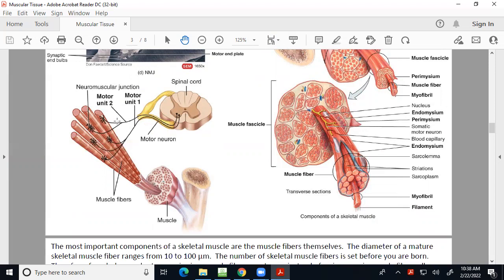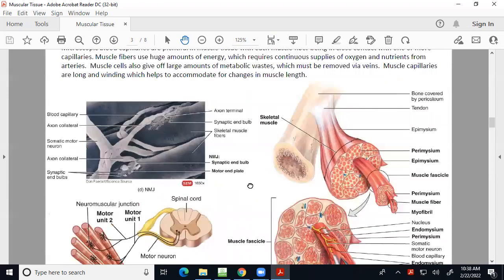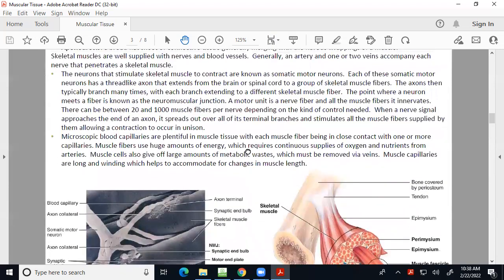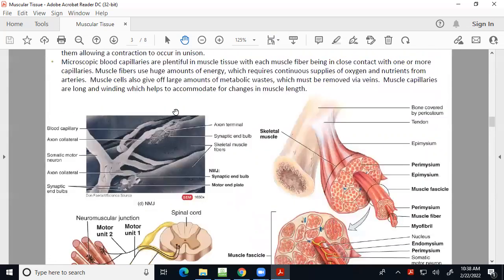We've got a couple different neurons. Each of these red cylindrical shaped structures is an individual muscle fiber or cell. Here's that singular axon, and you can see the branches coming from it connect to specific muscle fibers. The point where a neuron meets a fiber is called the neuromuscular junction, because that's the point where a neuron and muscle meet. That's actually what's being shown here in this picture.